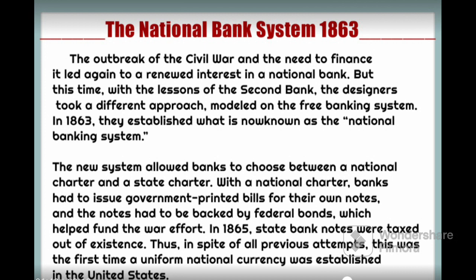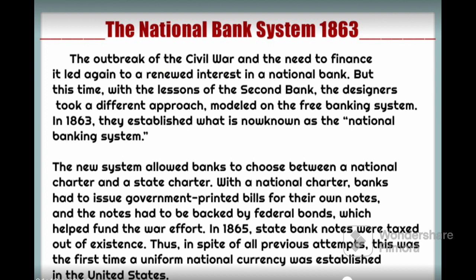The National Bank System, 1863. The outbreak of the Civil War and the need to finance it led again to a renewed interest in a national bank. But this time, with the lessons of the Second Bank, the designers took a different approach, modeled on the free banking system. In 1863, they established what is known as the national banking system. The new system allowed banks to choose between a national charter and a state charter. With the national charter, banks had to issue government-printed bills or their own notes, and the notes had to be backed by federal bonds, which helped fund the war effort.